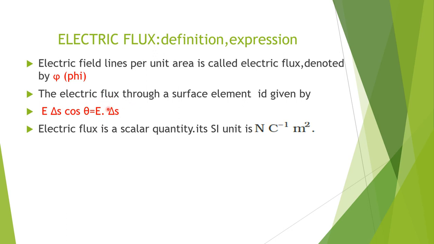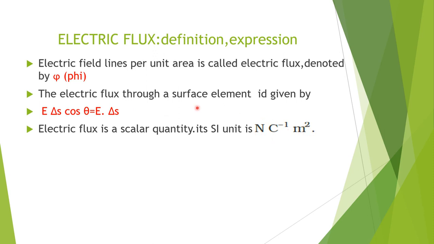Delta S is just the notation. In some books you can see capital letter A also used for area. So E dot delta S, or E delta S cos theta, will give you the electric flux. What will be the SI unit? Electric field intensity SI unit is Newton per coulomb, and area is meter square. So the SI unit of electric flux is Newton per coulomb meter square.